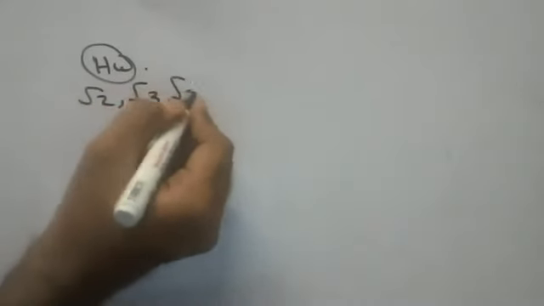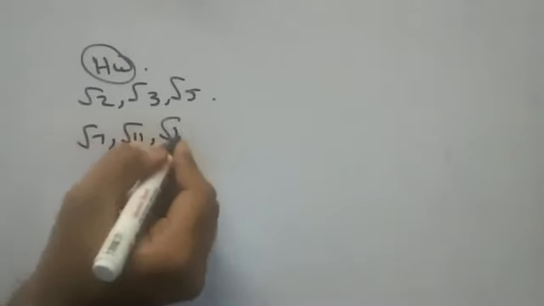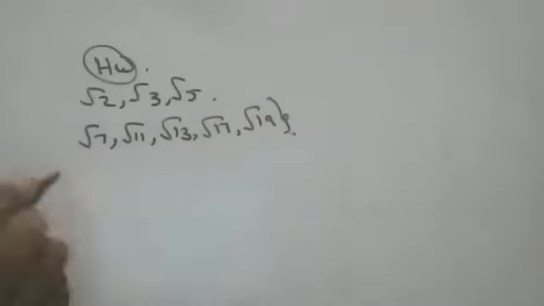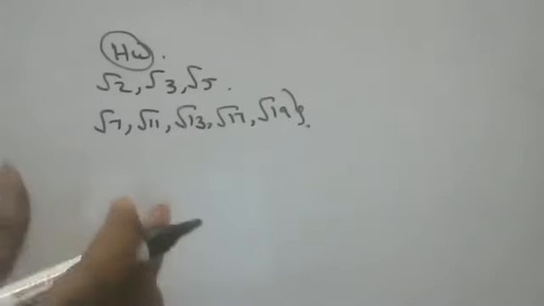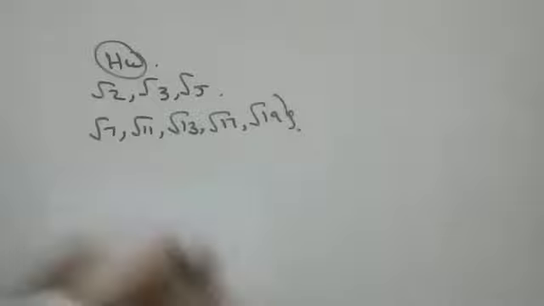Do the homework, children. I will give you root 2, root 3, root 5. I told you people to do root 7, root 11, root 13, root 17, root 19. Find them with the same procedure you follow, children. How to do it if big numbers come? I will tell in tomorrow's class. In part 2, I will say.